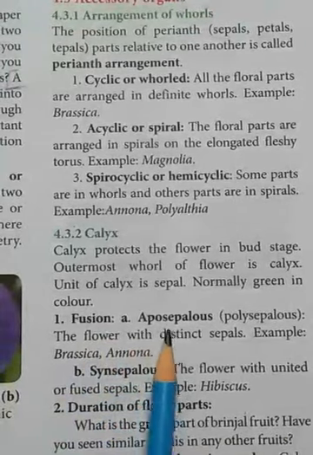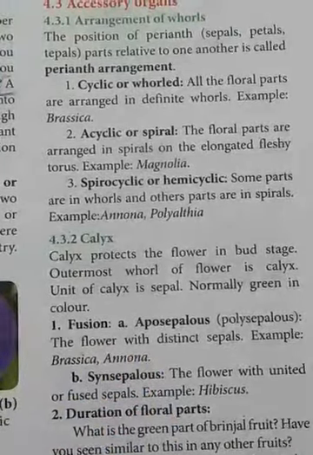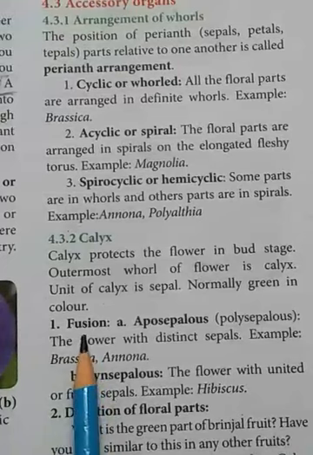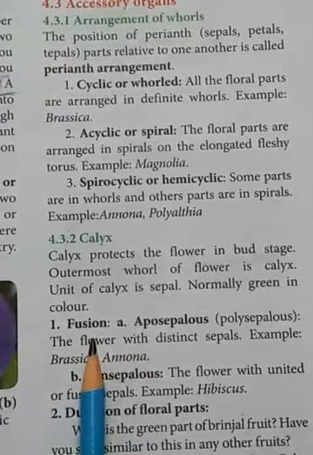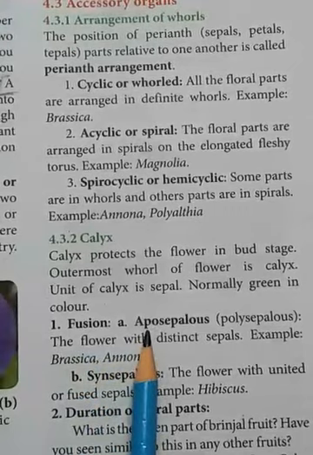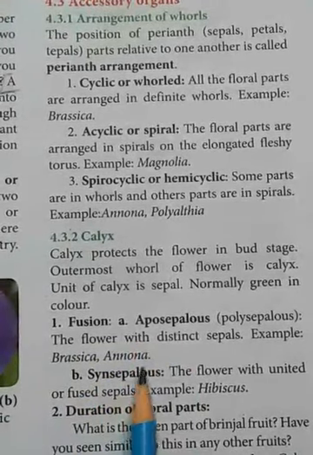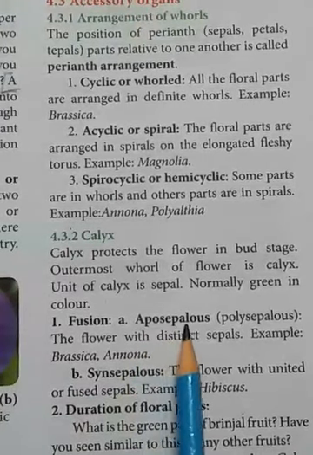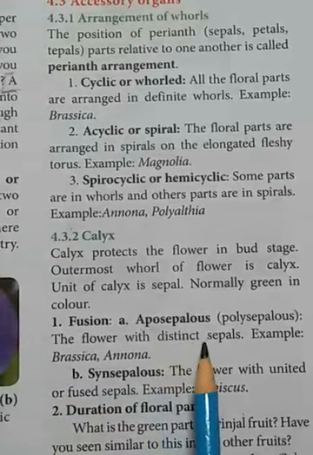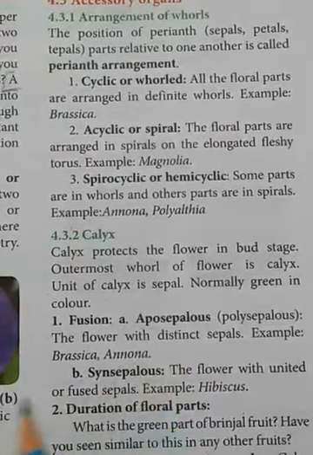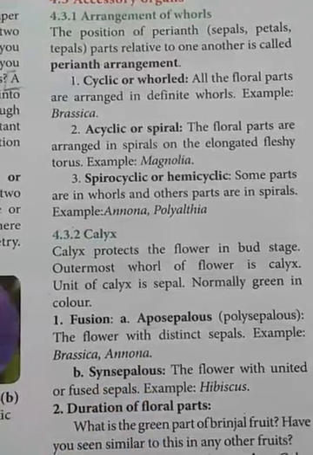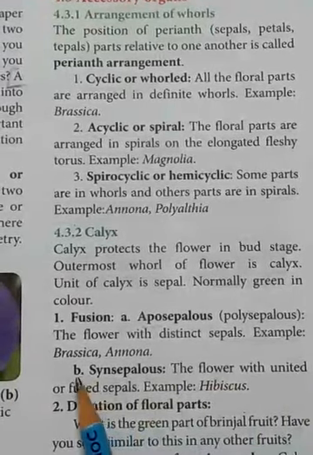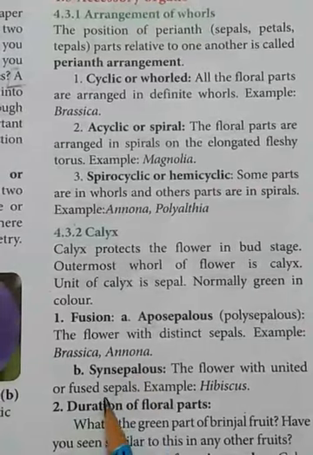Next we are going to study about the calyx arrangement, the fusion. Based on whether these sepals are joined together or they are free, they are classified into two types: aposepalous and synsepalous. Aposepalous means, the word apo refers to free. When these sepals are free or distinct, free from each other. Just imagine the fingers in the palm. When all the fingers are separate, then we call it aposepalous. Example you can find in Brassica, Annona, etc.